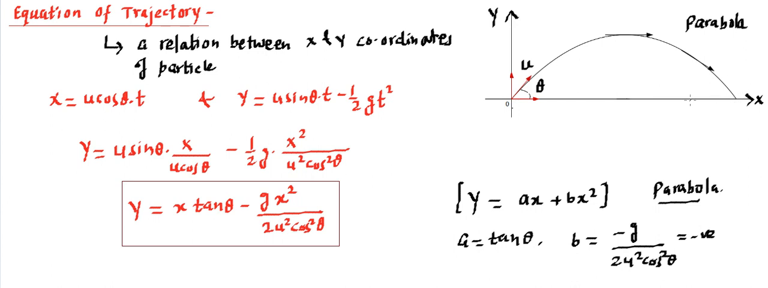So if somebody asks you to prove this, let's say in board exams or somewhere else, that it moves on a parabola, these are the steps you need to follow and prove that this is a parabola. This is the coefficient of x square, this is the coefficient of x. Making sense? Okay.